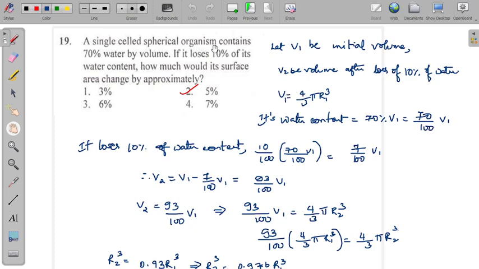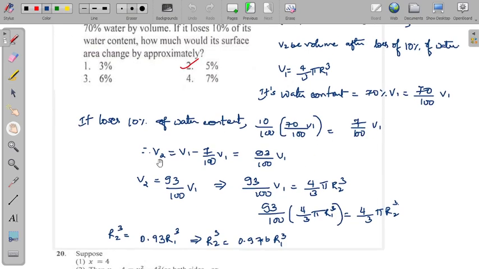So V1, it is a spherical organism. So the volume of a sphere is 4 by 3 pi r1 cube. Its water content will be 70% of this volume. So 70 by 100 into V1. It is losing 10% of the water content. So 10 by 100, 10% of this water content. Water content is this much. 10% of that water content is lost. 7 by 100 of V1 is lost.